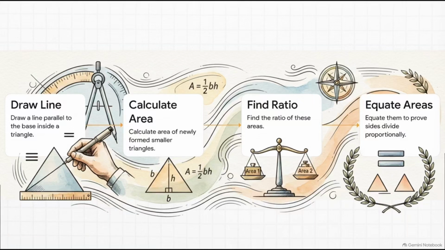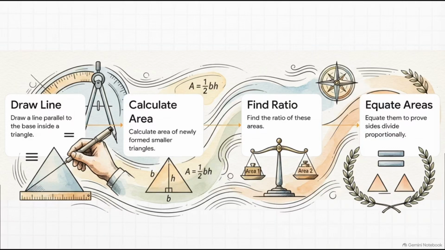Bahut simple. Step 1, you just draw a line parallel to the base inside your triangle. Step 2, you calculate the areas of the newly formed smaller triangles using that classic, simple half base times height formula we all know. Step 3, you find the ratio of those areas. And finally, step 4, because triangles on the same base and between the same parallel lines have equal areas, you simply equate them. Boom, you've just proved that the sides are divided proportionally. At its core, it's really just cleverly comparing areas.